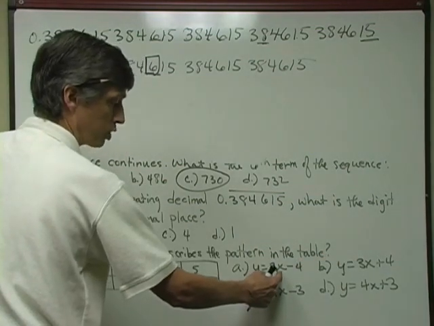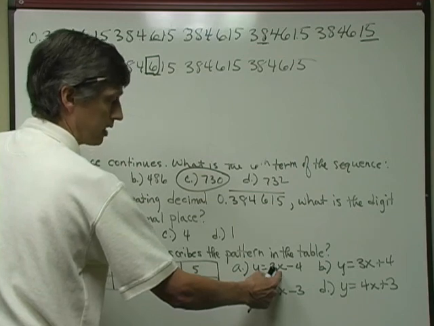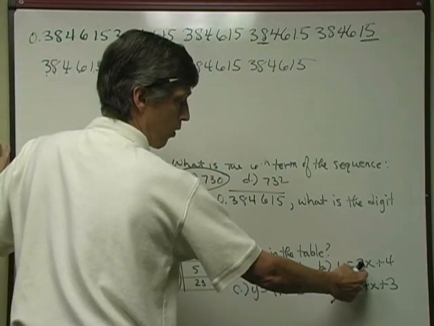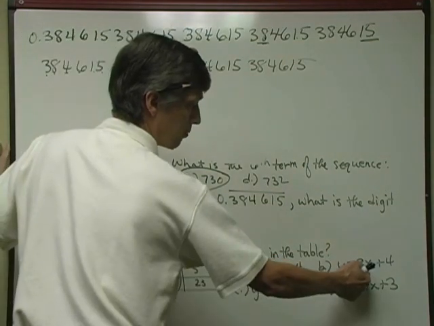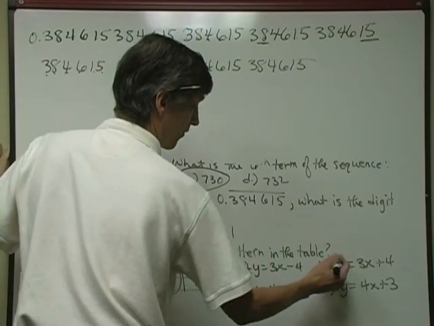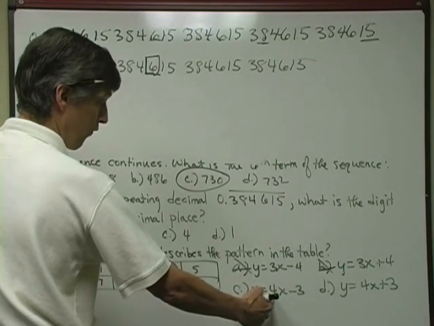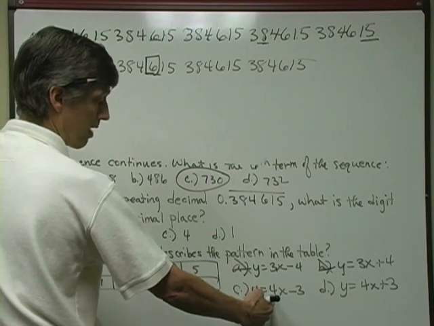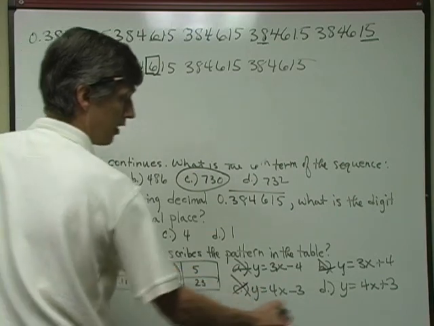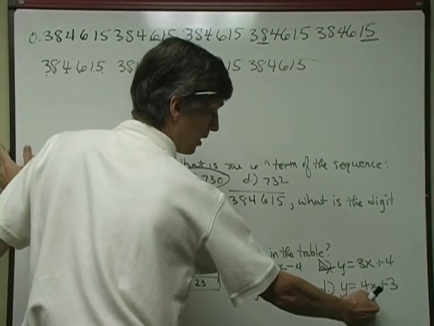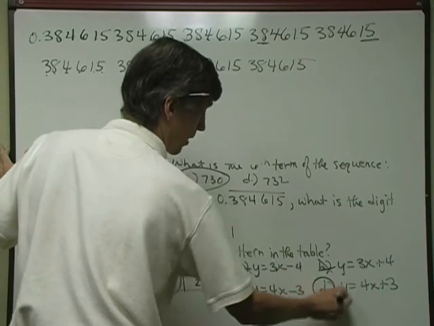3 times 4 is 12, minus 4. No, that's 8. That's not enough. 3 times 4, 12, plus 4 is 16. Not enough. 4 times 4 is 16, minus 3 is 13. Not enough. 4 times 4 is 16, plus 3 is 19, and there's my answer.